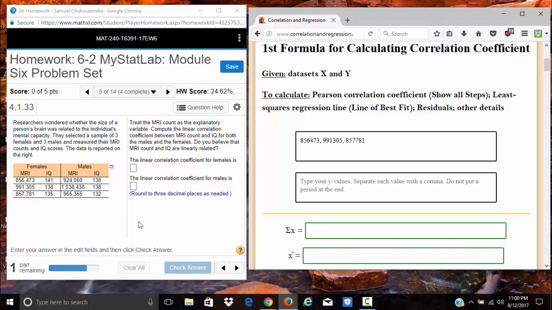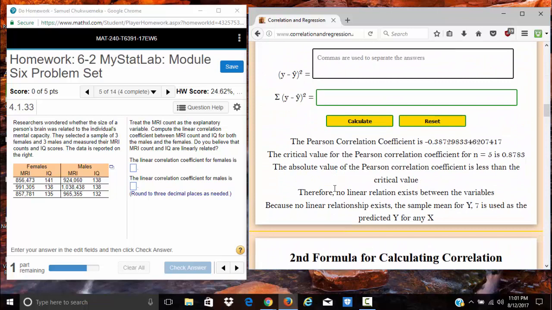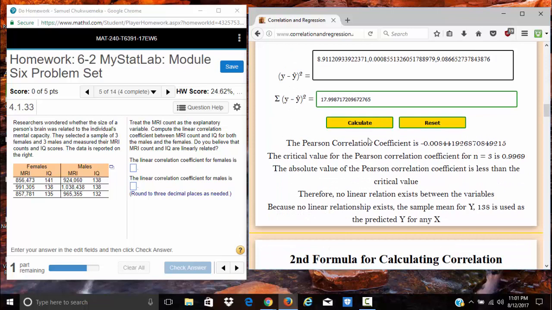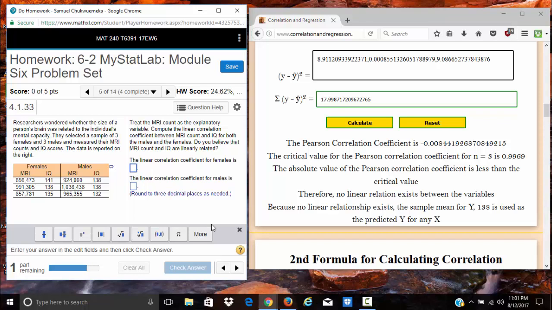857781. The MRI is the explanatory variable, and that is our X. Then the Y, we have 141, 138, and 135. And these are for the females. Okay, click calculate. The linear correlation for the females, to 3 decimal places, will be negative 0.008.